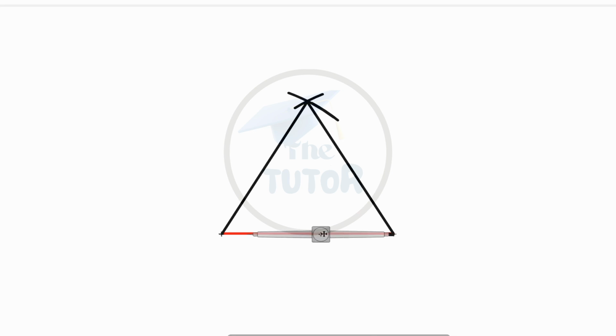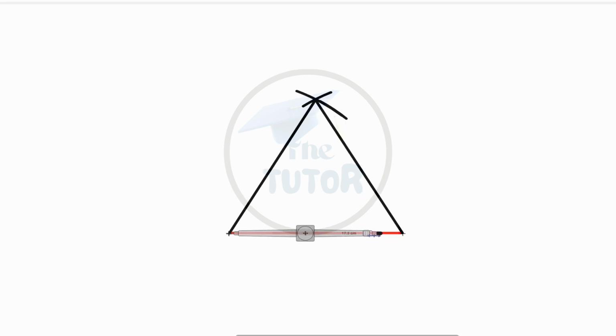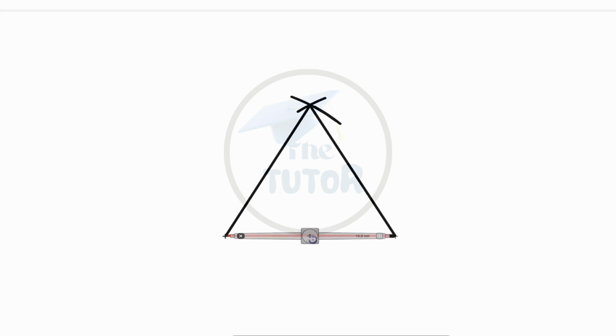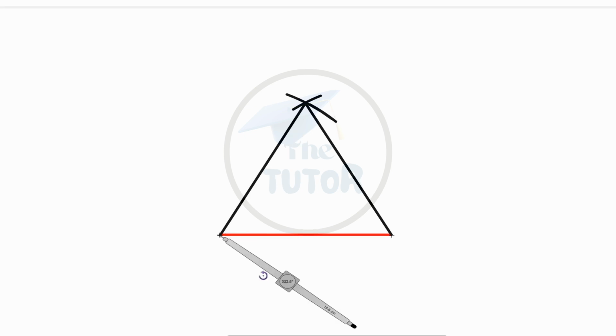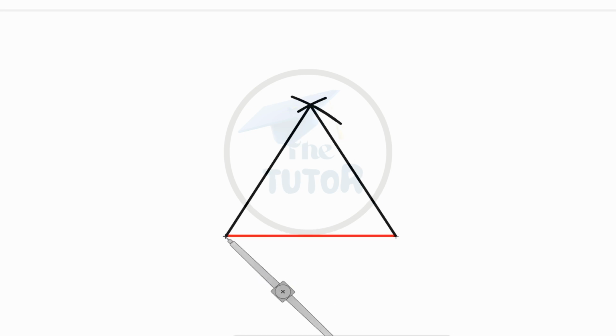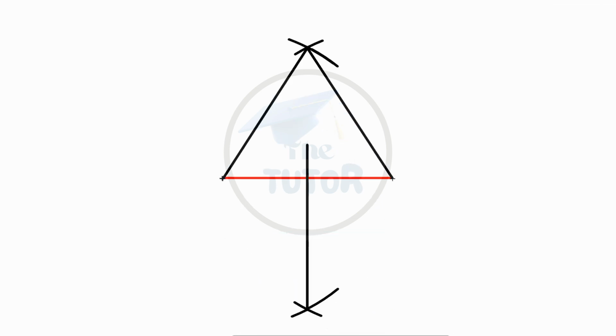Draw a perpendicular bisector as well. For that, again, I will have to draw the same type of arc like here and one here at the bottom, right? And then you connect it. This is going to be the perpendicular bisector of this triangle.